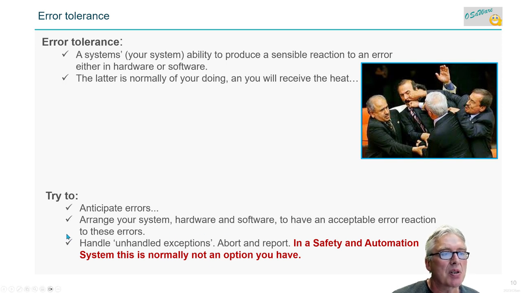And then there are unhandled exceptions. These are exceptions that you haven't handled in a high-level language. That's the first thing you do in a high-level language: you say, okay, these exceptions I don't handle, but I have to print a stack trace or whatever. I have to report. And then there's abort and report. In a safety and automation system, this is normally not an option. Unhandled exceptions you can't have in a control system. You have to handle all the exceptions. But of course, they are simpler and it's possible to handle all of them. If you have the IO, we need quality codes for inputs, and we have to handle those. Yeah, so that was about it.